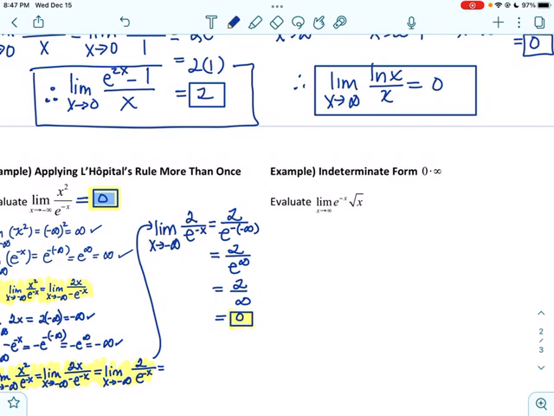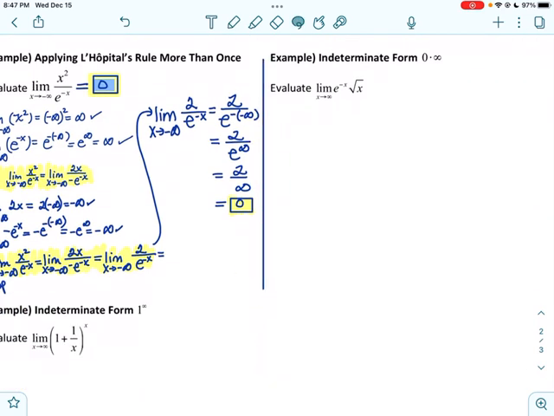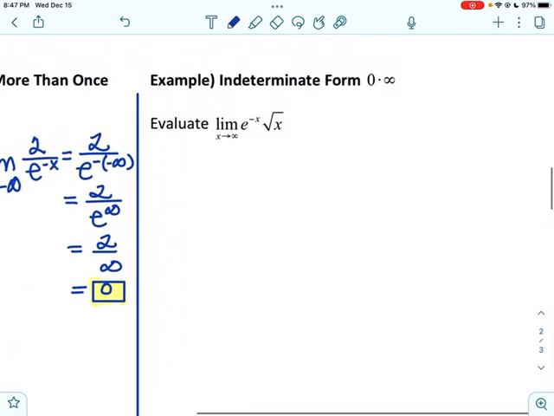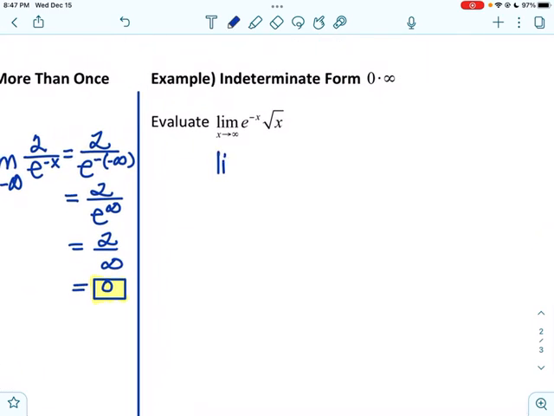Let me draw a vertical line just to kind of separate my territories here. So we have the limit as x approaches infinity of e to the negative x times the square root of x. Now, if I look at this, I know that that's going to go to the denominator, and you probably know that at this point as well. So what I'm going to do is rewrite it: the limit as x goes to infinity of the square root of x over e to the x form. And I'm going to go ahead and take the limit of the numerator.